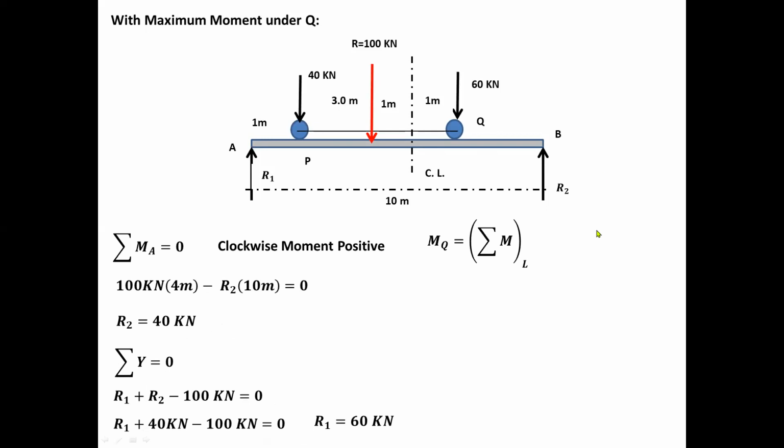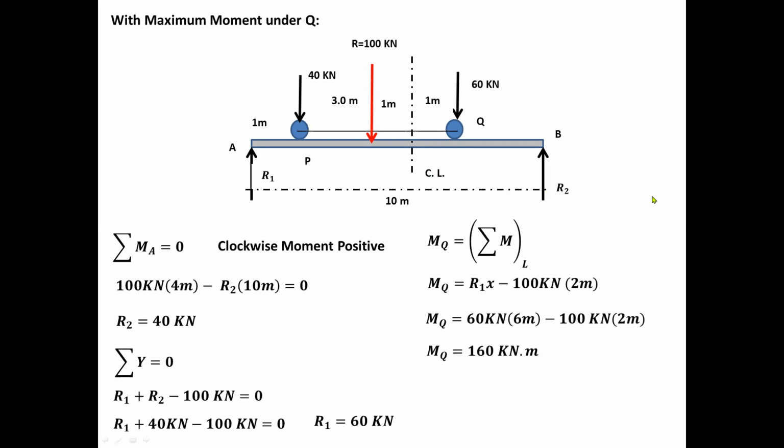And then again, for MQ is equal to summation moment left. Okay, let us calculate it. So we have R sub 1 times x minus 100 kilonewton times 2 meters. So substitution tayo, ang value ng ating MQ is equal to 160 kilonewton meters. Next, thus our maximum moment is 160 kilonewton meter.